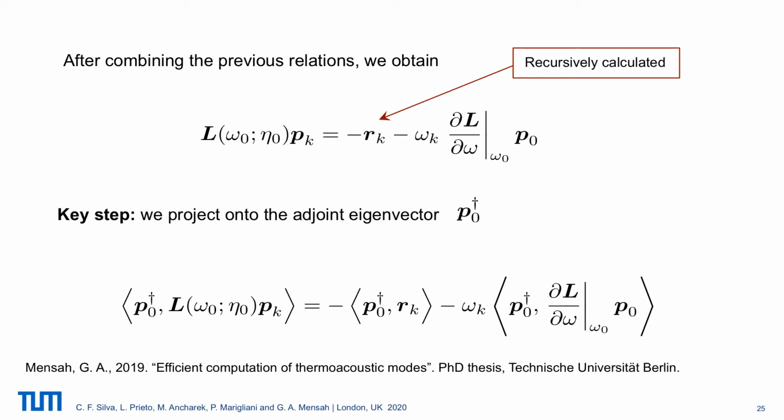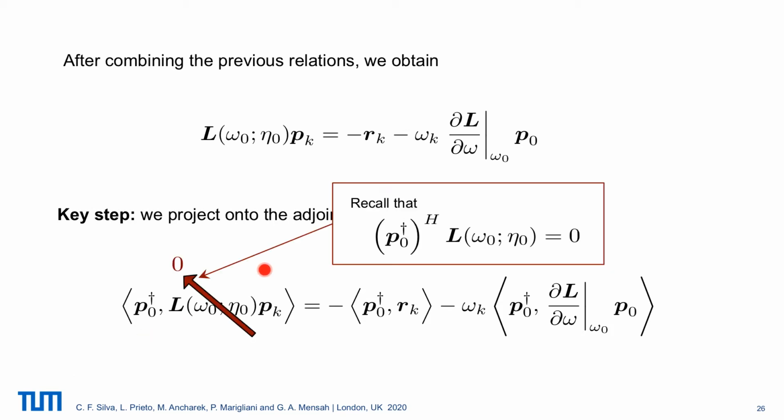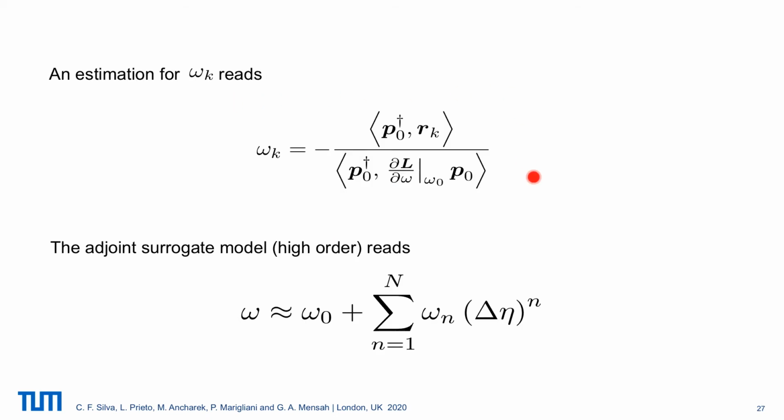The next step is to project this expression onto the adjoint eigenvector. This is the same as before, as in the first order adjoint example. This quantity vanishes, and therefore we can just reorganize this expression for each coefficient omega k. And this is what is obtained. And remember that the adjoint surrogate model is going to be written in such a way. So now we have the coefficients, which are given by this power series formulation.